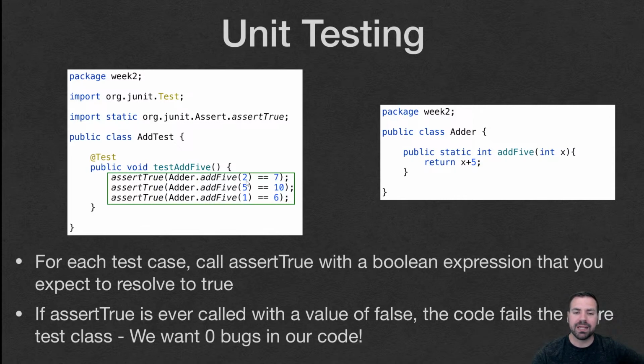So if I call add5 with 2, I expect this to resolve to 7. So I'm going to assert that the expression that this returns equals 7 is true. So if this resolves to 7, the expression will be true, and this test case will pass. Same with the other two, and if all 3 of these test cases pass, then the test itself passes, and if all the tests in a test class pass, then the entire test class passes. And we'll see in a minute here that we can have multiple test methods in a single test class. And if any one of these fails, if any one of these resolves to false, then the entire test fails, the entire test class fails, the code fails, the code is incorrect. We have a bug that we've exposed through our testing, and we want to go in and fix that bug at that point.